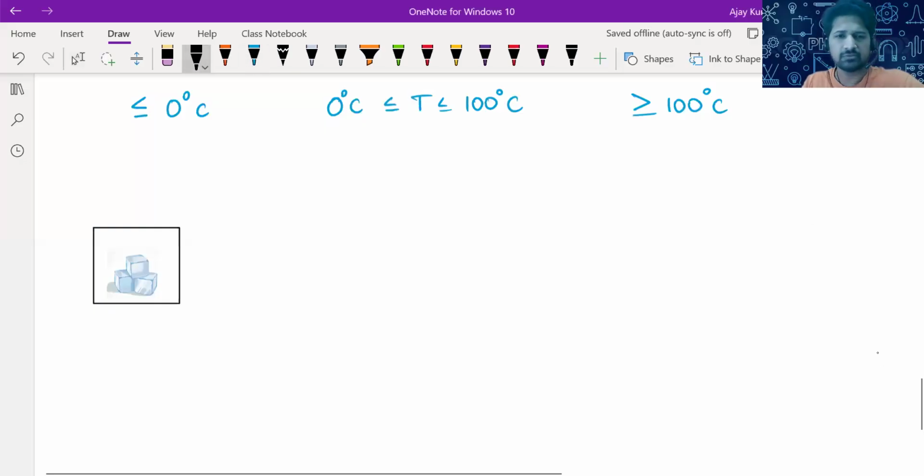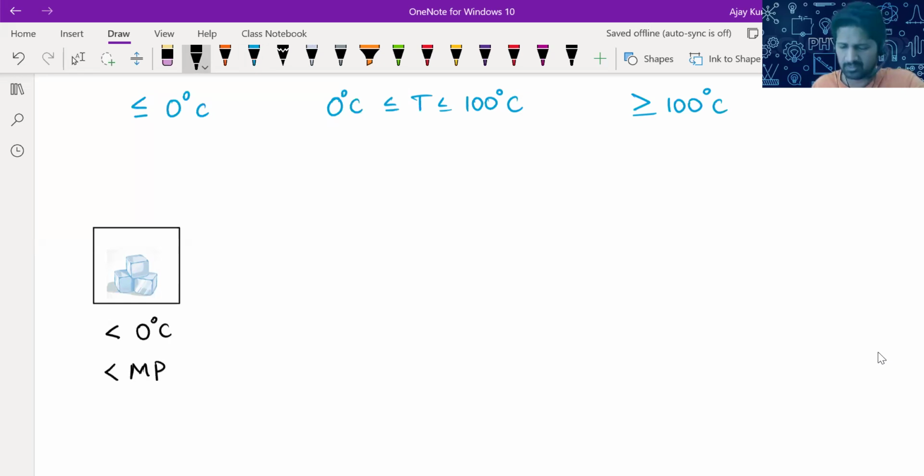Fine. Assume there is a certain amount of ice in a container. It's a closed container, but it's not insulated. You can supply heat. Now, assume the ice is at a temperature less than 0 degrees C. So basically, it's at a temperature less than the melting point. If the temperature is less than the melting point, it will definitely exist in solid form. Now you supply heat to it. What will happen? Anyone? If you supply heat, what will happen?